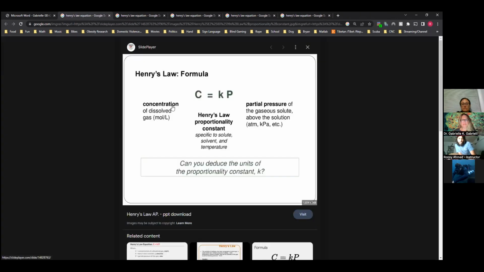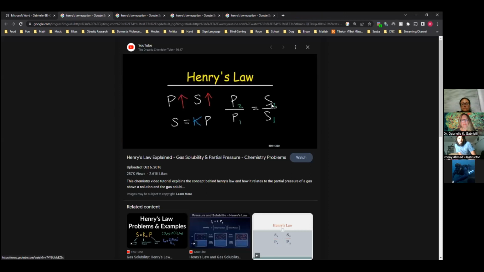And then here, again, showing the equation for Henry's law. So concentration, your constant, and then your partial pressure. And here you can see that they're directly related. As opposed to Boyle's law, which is indirectly related, which means they do the opposite, this is directly related. So as pressure increases, solubility increases.